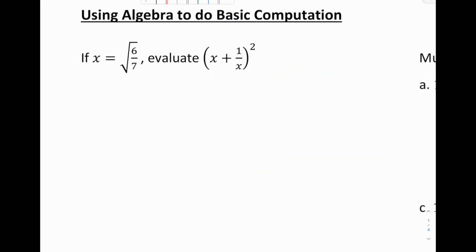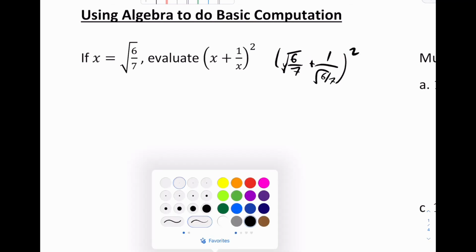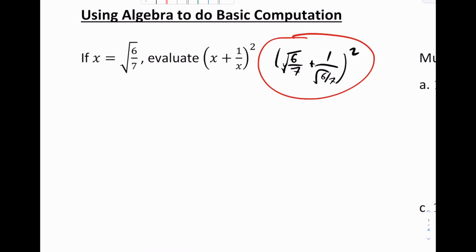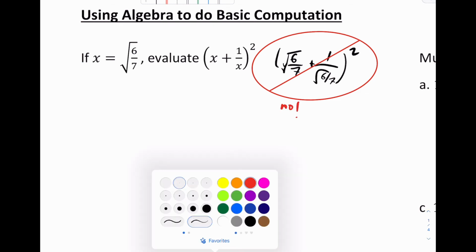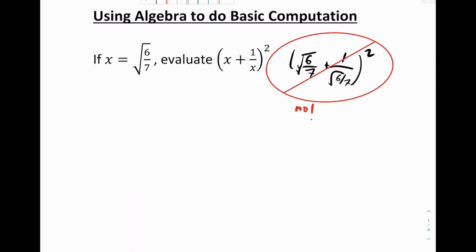We're going to use algebra to do basic computation. So I want you to quickly notice that if I plug it in right now, the root of 6/7 plus 1 over the root of 6/7, and I square it, that would be pretty rough to work out. Some of you might be able to do it with a lot of power, but this is not something you want to do because it would take you so long. So put a quick note, we're not going to do that. Instead, we're going to use some basic algebra.